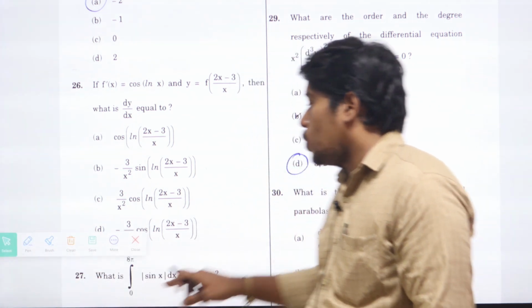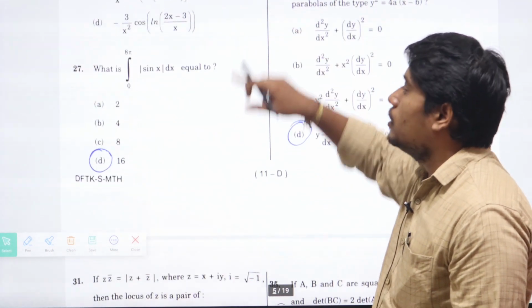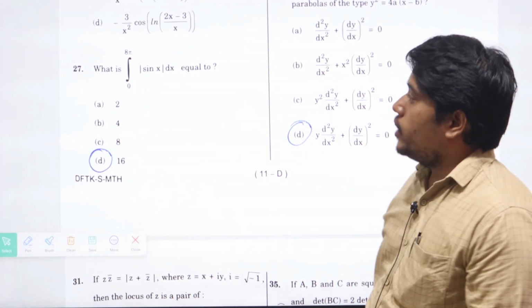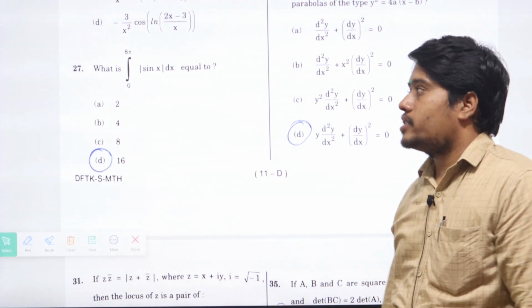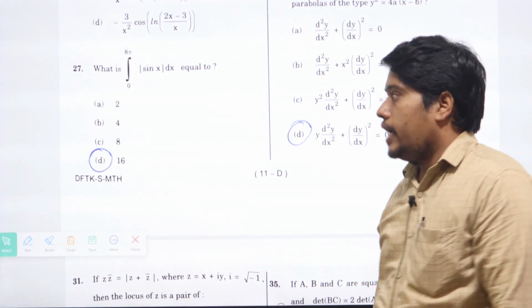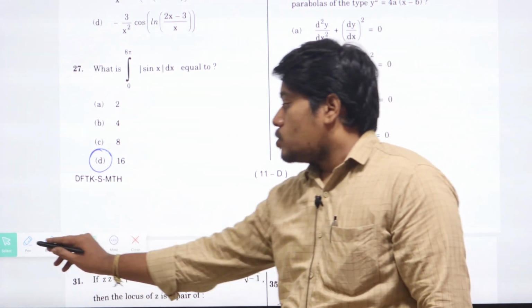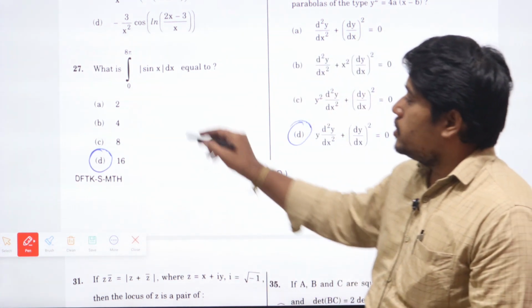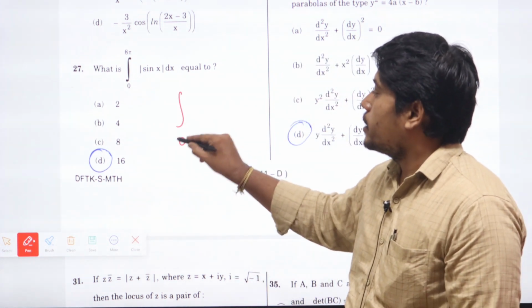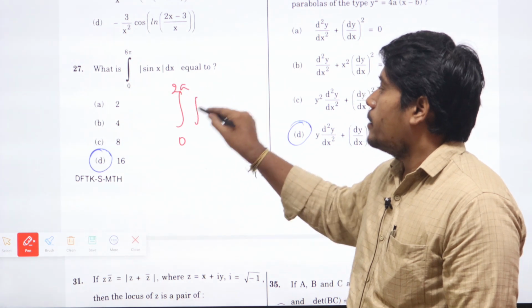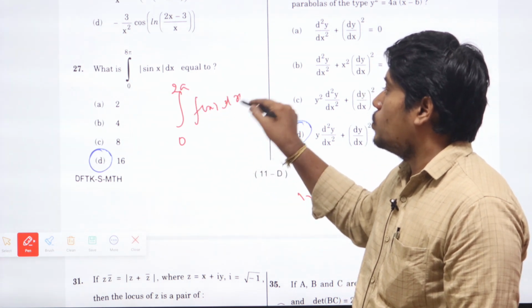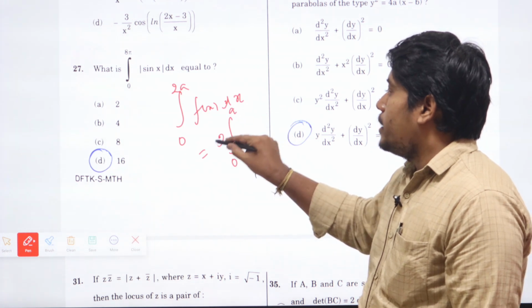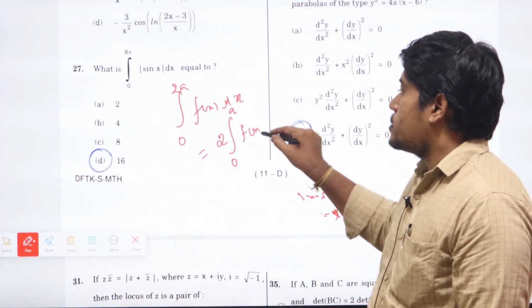So next, question number 27. What is the integral from 0 to 8 pi of modulus of sin x dx? So this is part of integration. Using the property of the integral from 0 to 2a of f of x dx, which is equal to 2 times the integral from 0 to a of f of x dx.